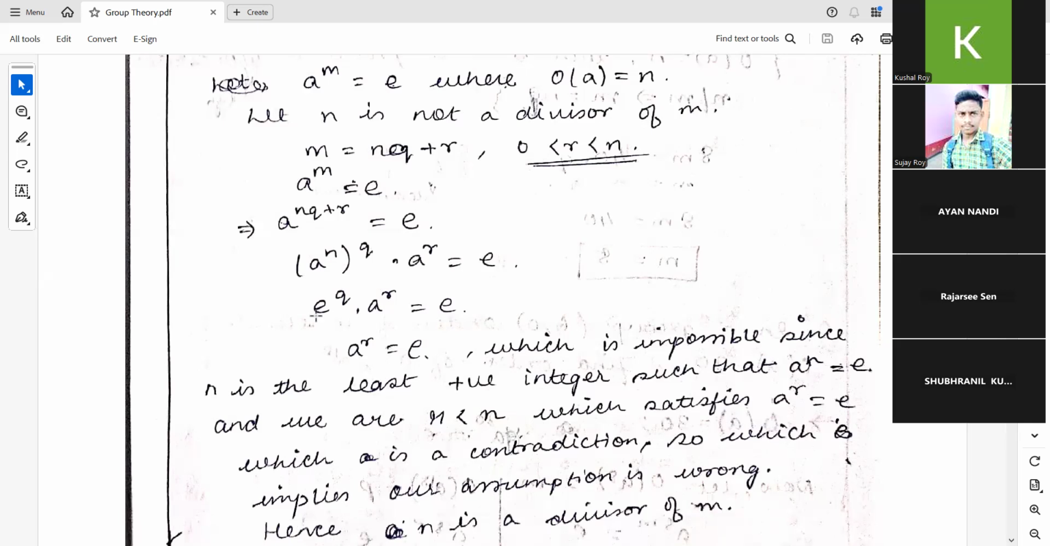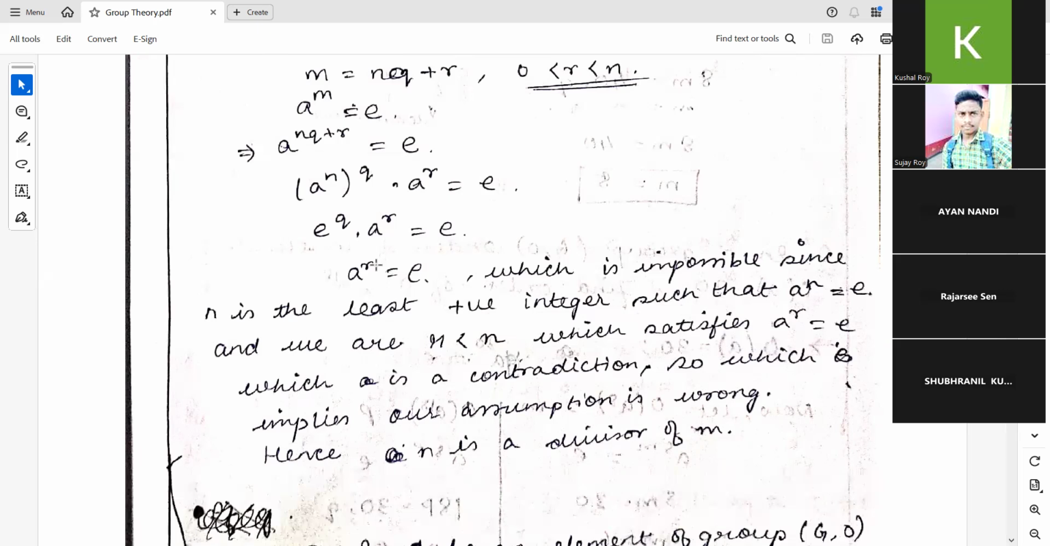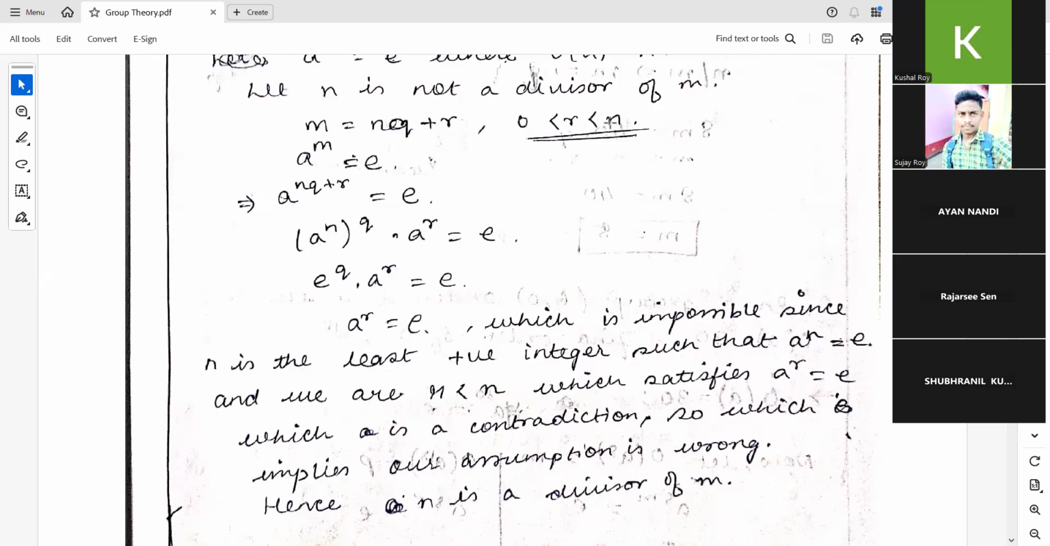So a to the power n is e means e to the power q composed with a to the power r is equal to e. Now e to the power any integer is again e. So therefore a to the power r is equal to e. But which is impossible. Why? It is impossible since r is strictly less than n. That means r can be 1 or 2 or 3 up to n minus 1.